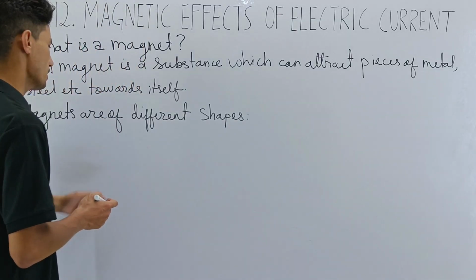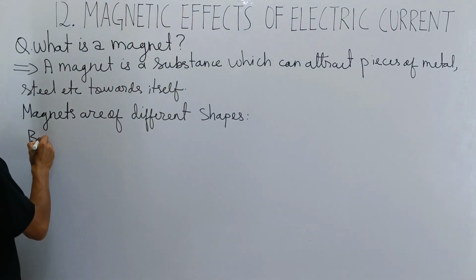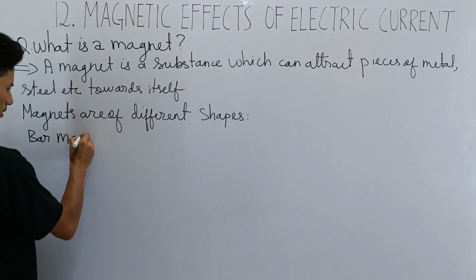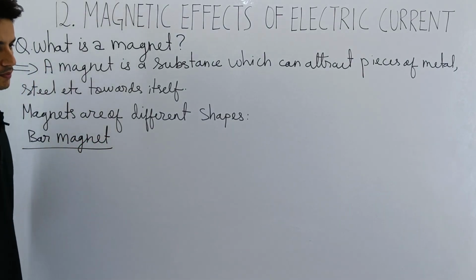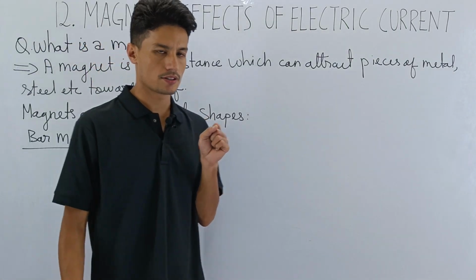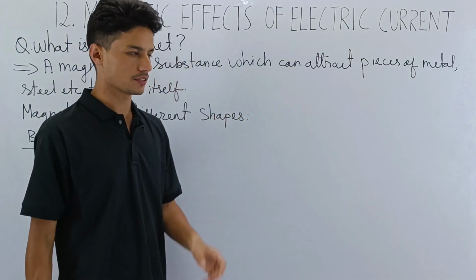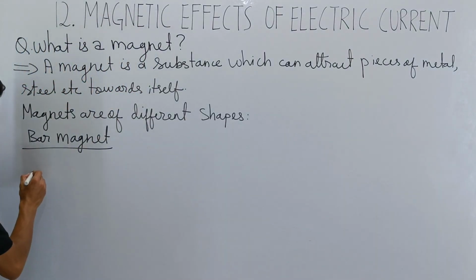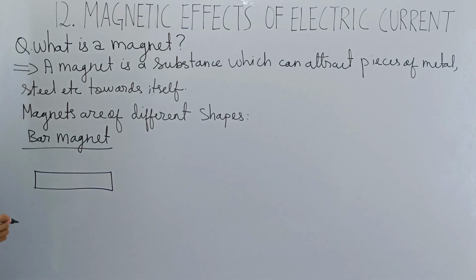So magnets are of different shapes. What are the different shapes of magnet? We have the bar magnet. It's called a bar magnet because it resembles a chocolate bar. Chocolates like Kit Kat, Munch and all that come in bars, isn't it? So let us draw a bar magnet. A bar magnet will look like a chocolate bar.